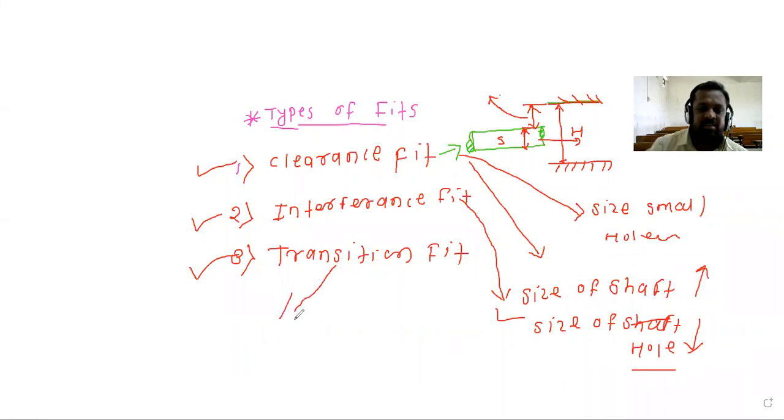And then what is meant by the transition fit? In the transition fit, the sizes of hole and shaft are overlapping each other. Overlapping. Okay, then how does it look? I will prepare a graphical representation so you will understand. First you have to understand the basic definitions: when we can call it clearance, when interference, and when transition.